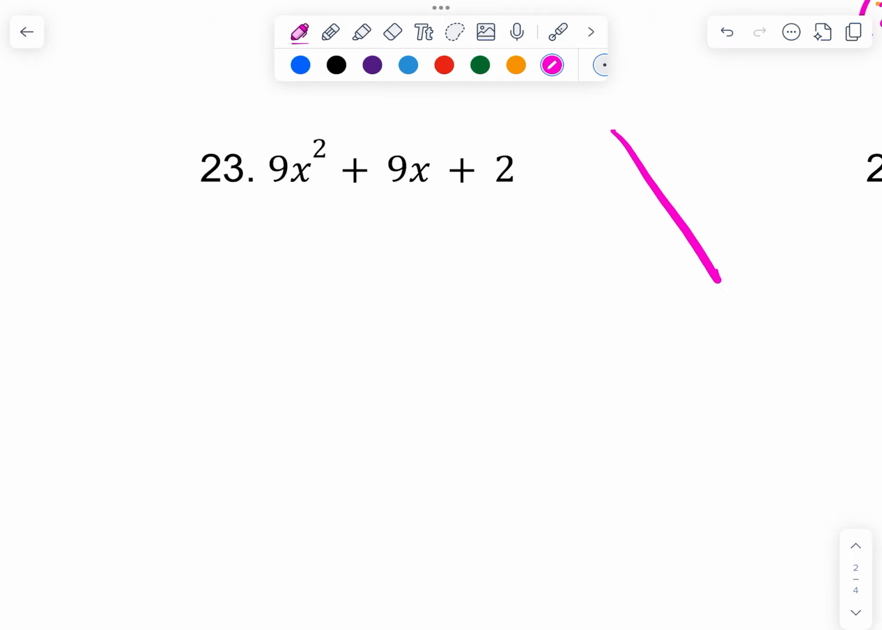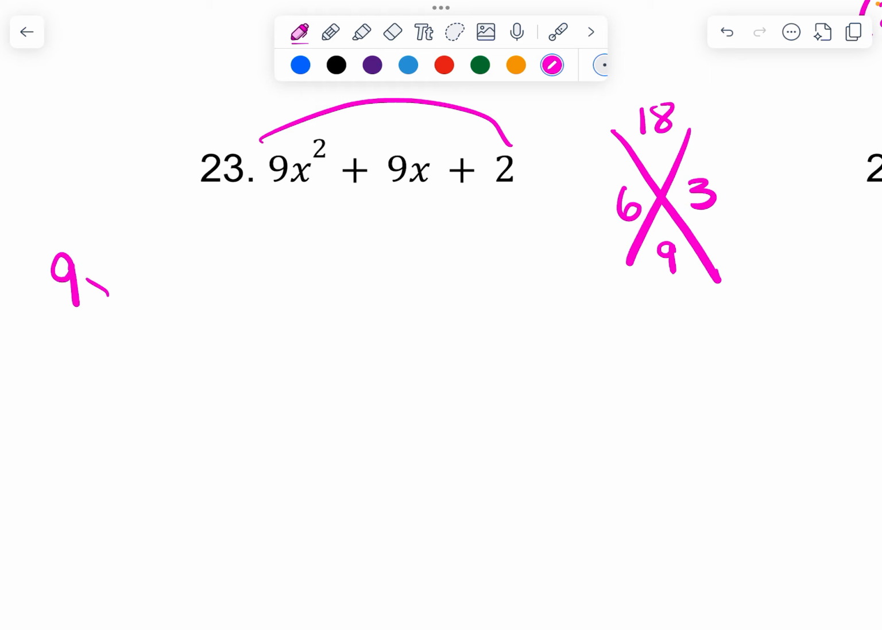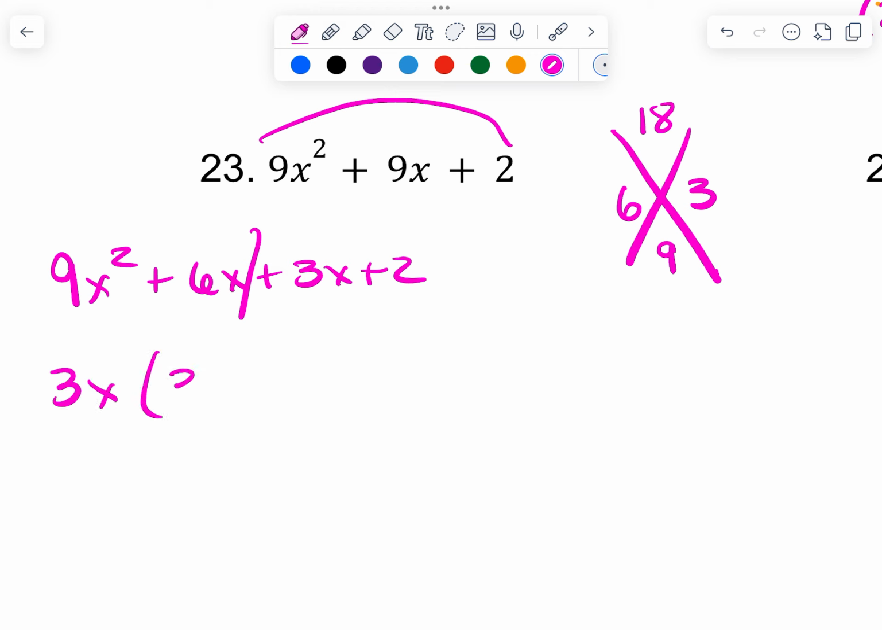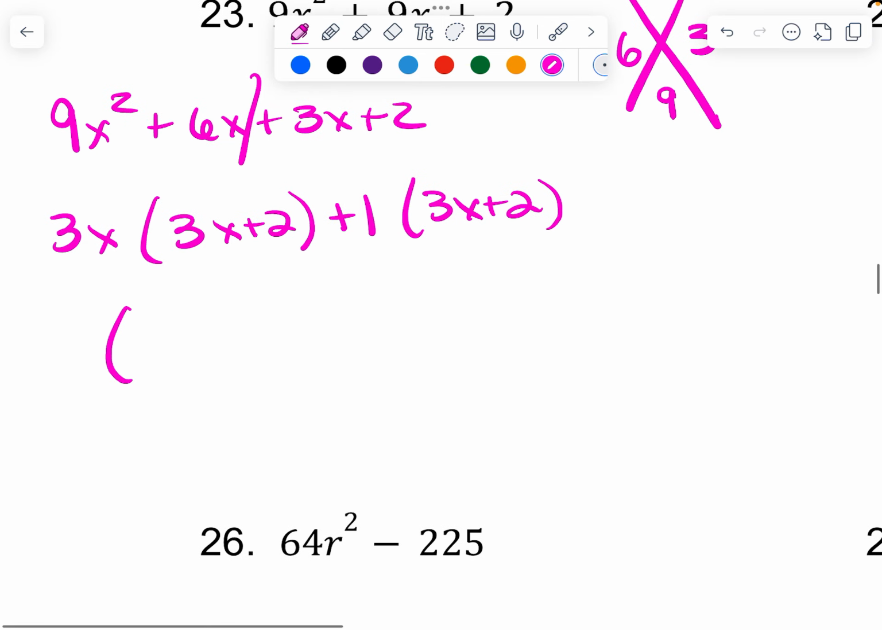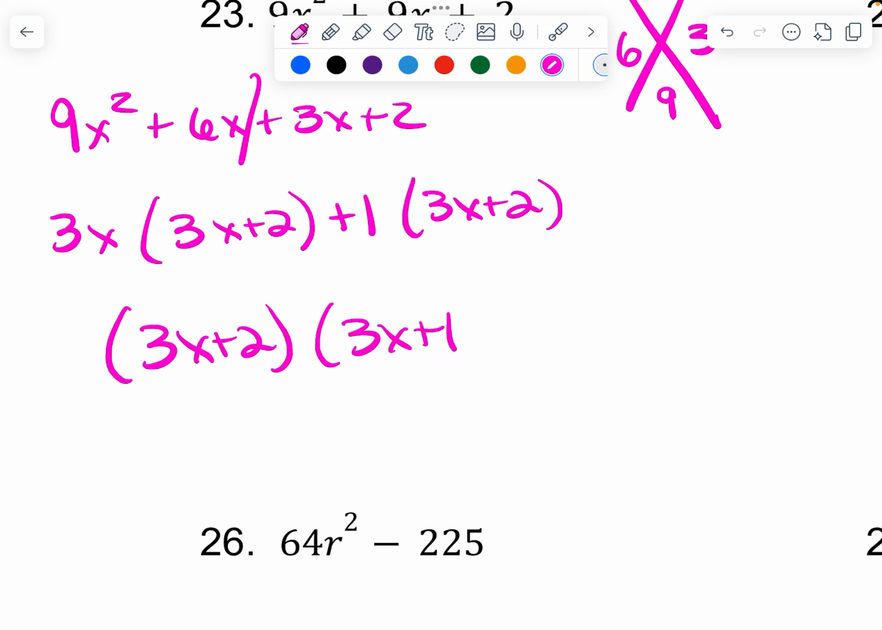This one, I multiply these two numbers together and I get 18, then I get 9. So 6 and 3 add to 9. So 9x squared plus 6x plus 3x plus 2. Taking out 3x, I'm left with 3x plus 2. The only thing these two have in common is a 1, so 3x plus 2. The parentheses are the same, so I get 3x plus 2, and I get 3x plus 1.